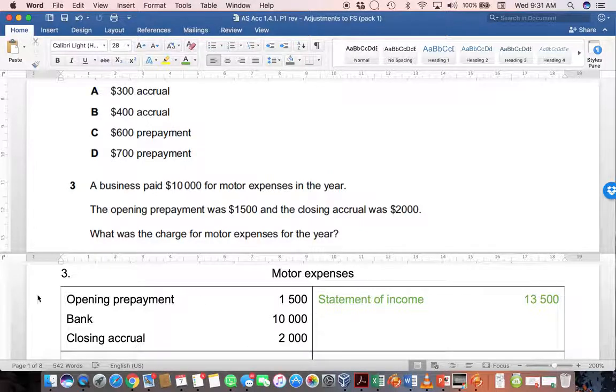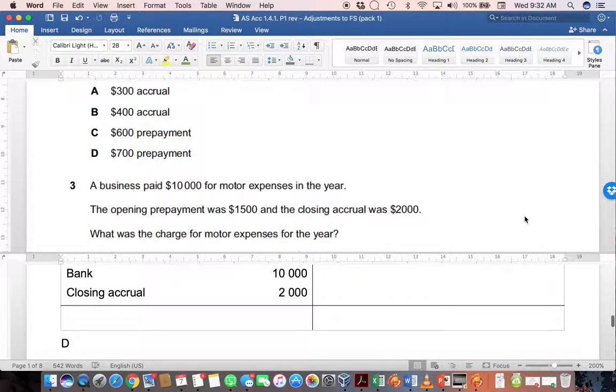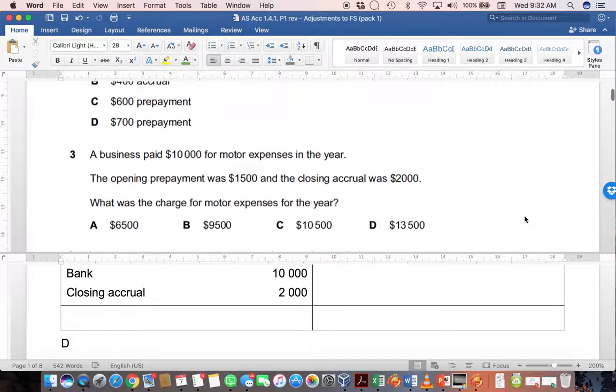So you have 3 entries on the debit side, which means that the amount that you need to send to the statement of income on the credit side would simply be those 3 amounts added together, or $13,500. You will see that I always highlight the figure that we're trying to work out in green. So $13,500 is what we are looking for. If you look at the options over there, you can see that it's D that we want to choose.